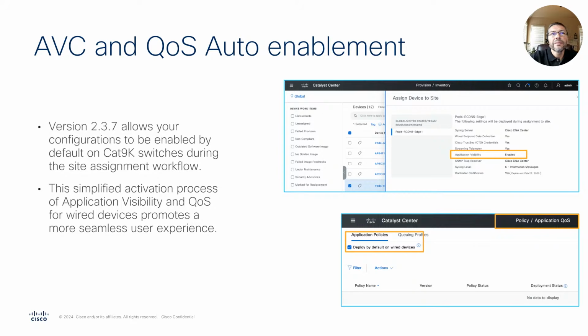So for your AVC and QoS auto enablement, what you'll find here is that we've simplified the application visibility and QoS for wired devices in Catalyst Center. So when onboarding devices through plug and play or assigning them to a site, these features will automatically activate if they're enabled for those sites. Previously, the configuration involved several steps, but now it's streamlined within the site assignment process for the Cat9K switches. This improvement enhances the user experience and makes enabling the application and data policies more efficient.